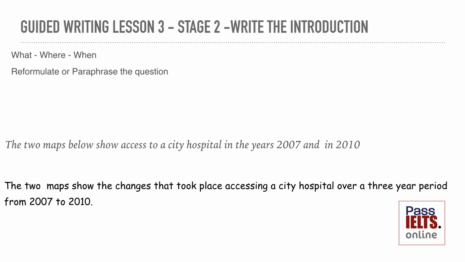So the 2 maps show the changes that took place accessing a city hospital over a 3-year period from 2007 to 2010. All I've done here is included the 3 key points, what, where and when. The where would be in the hospital. That's the only clue as to the location. As there isn't a really good synonym for access, I've kept the word, just change the word type. So that's a good idea. If there isn't a synonym that you can think of, you can change the type of word. So it was a noun, access, and I've changed it to a gerund, accessing.